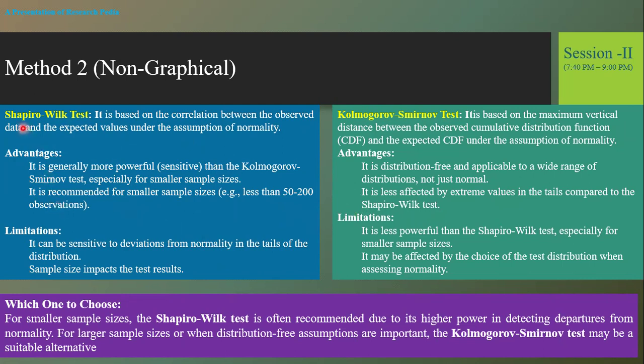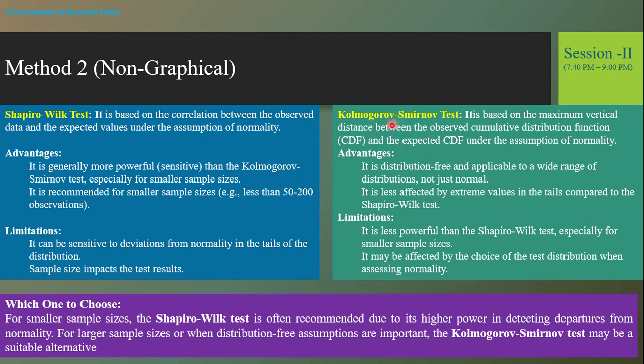The first one, the Shapiro-Wilk test, is recommended when you have a smaller sample size, less than 50 or less than 200. But if you have a larger sample size, greater than 200, you need to see the Kolmogorov-Smirnov test. So which one to choose? The first consideration is the sample size. For a smaller sample size, the Shapiro-Wilk test is often recommended due to its higher power in detecting departure from normality. For a larger sample, you need to check the second one.